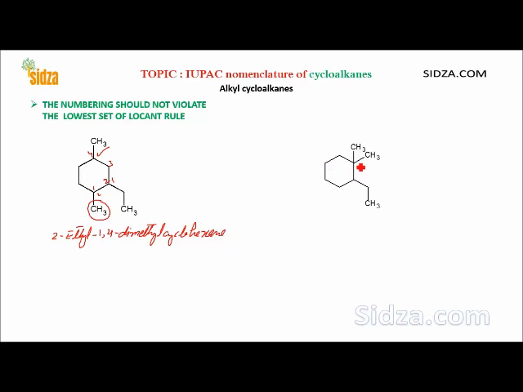Here in this case, we'll start the numbering from this particular carbon. It will be number 1, this will be the number 2. And when we name, the ethyl will be written first. So it is 2-ethyl, 1,1-dimethyl cyclohexane.